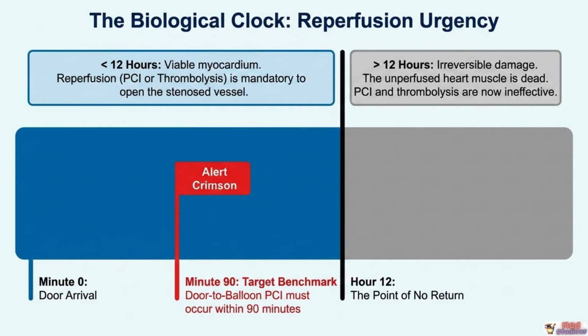Beyond 12 hours, the point of no return, the ischemic myocardium has undergone complete, irreversible coagulative necrosis. The dead tissue cannot be resurrected by reperfusion. At this point, PCI and thrombolysis are not only ineffective, but potentially harmful. Reperfusing a completed infarct can cause hemorrhagic transformation, reperfusion arrhythmias, and myocardial rupture.